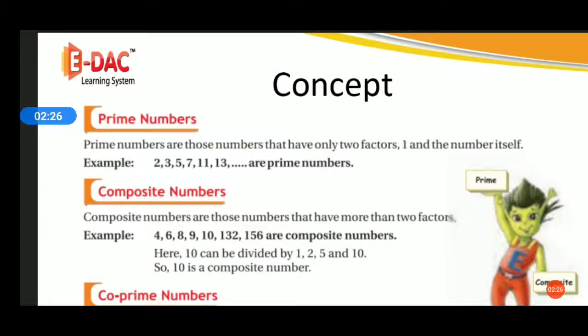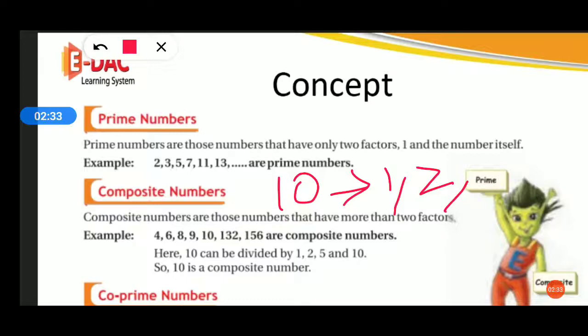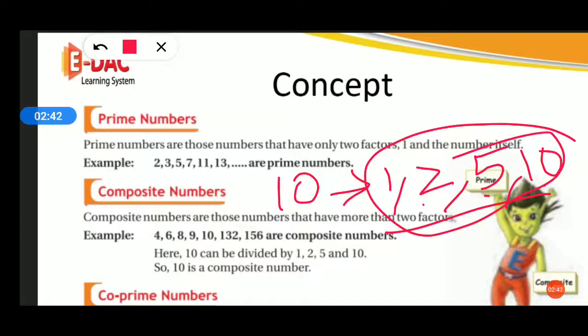Understood students? For example, we will take another number. See here, I am taking 10. Find out the factors of 10. It will go in the 1 table, 2 table, 5 table, and the 10 table, the number itself. So it has more than 2 factors: 1, 2, 5, 10. It has 4 factors. Therefore, it is a composite number. It is not a prime number.